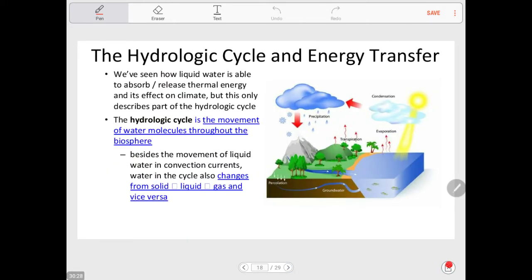Now, the hydrologic cycle is the movement of water molecules throughout the biosphere. Besides the movement of liquid water in convection currents, water in the cycle also changes from solid to liquid to gas, and vice versa. Sorry, I don't know why that didn't come through. That's the word "to" right there. We know about this. Water changes states, doesn't it? Solid, liquid, gas. Of course it is, based on the temperature. We know about if water is below 0, it should be frozen. Between 0 and 100, it should be liquid. Above 100, it should turn into gas form. We know this.